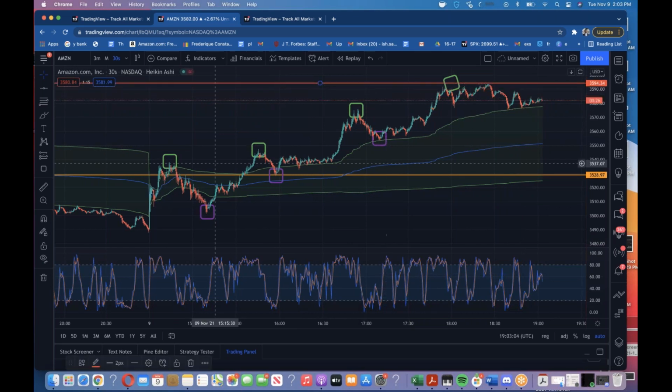So we saw a higher high, higher low, higher high, higher low, higher high, right? And what are we looking at now? We're trying to look at a higher low. And that's where the stock is right now, right? It's trying to get a higher low right here.